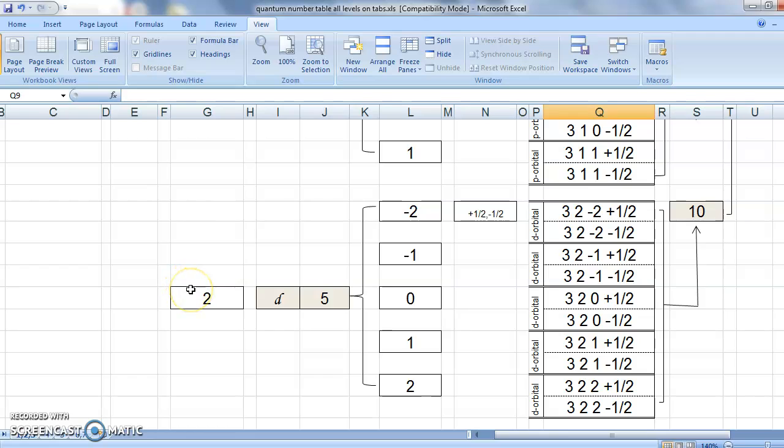You just keep running numbers. 3, 2, -2, -½. There's that number. 3 up here, 2, -1, +½. There's that number. The 3's up here, 2, -1, -½. There's that number. We can write all these numbers together 5 or 10 different ways. That's because 10 electrons fit in the d sublevel, because there's 5 orbitals making it up.